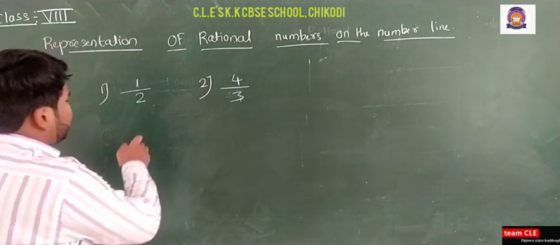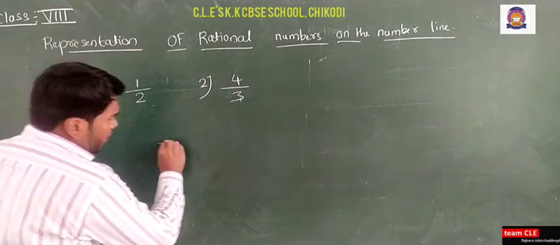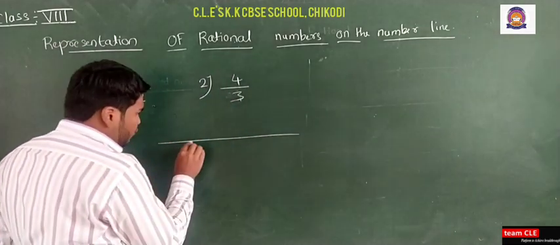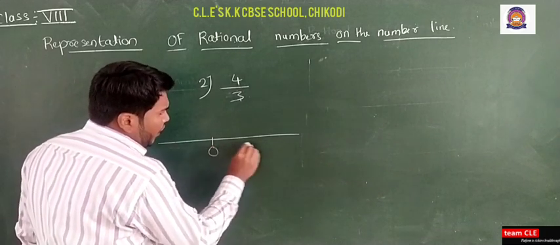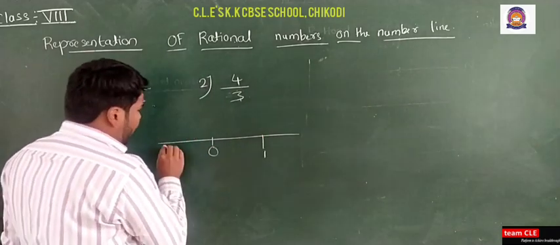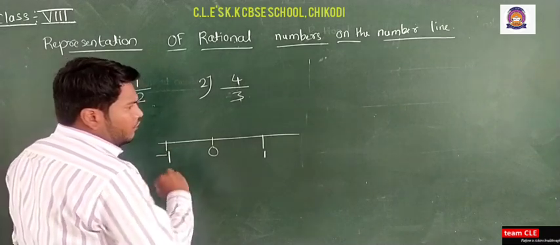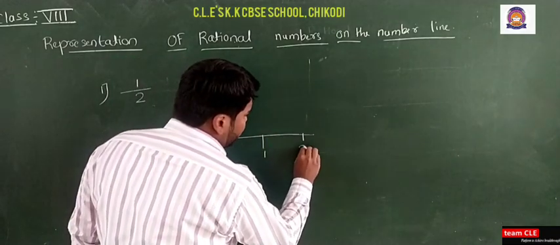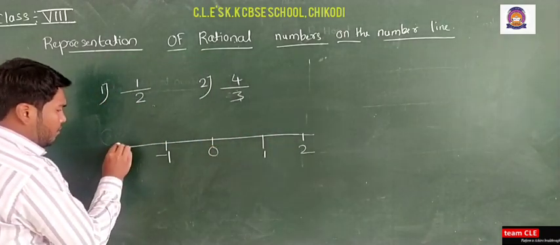Now we will see how to plot these numbers on the number line. First I will choose 1/2. I draw the number line with 0, and next 1, and on the other side -1. If I want one more number, this is 2 and this is -2.